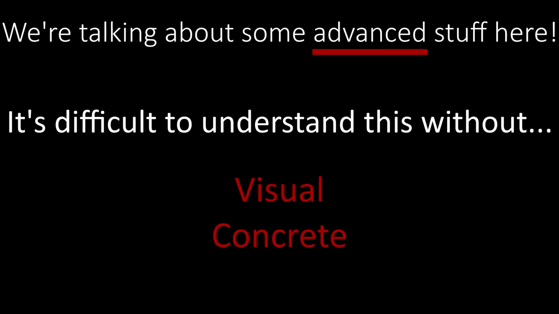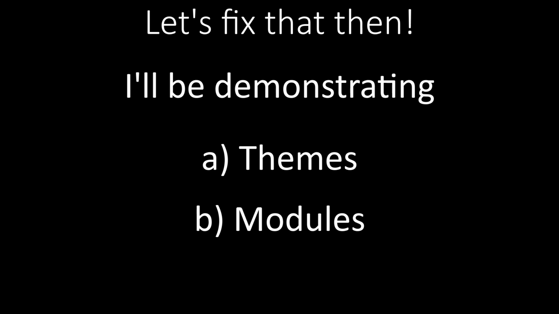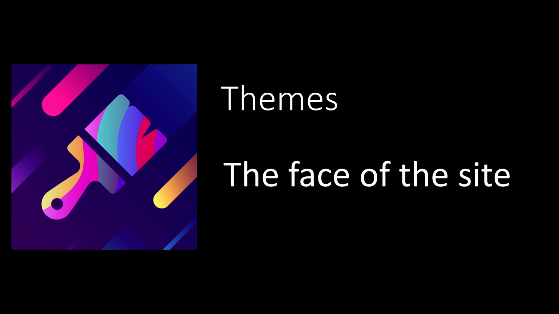I think it's rather difficult to understand some of the more advanced features of DSJAS without a visual example showing how the themes and things work. So, I'll demonstrate quickly how features like themes and modules can work alongside the site in order to change how it works, how it looks, and how it behaves. Let's start out with the easier to understand of the pair. Themes.